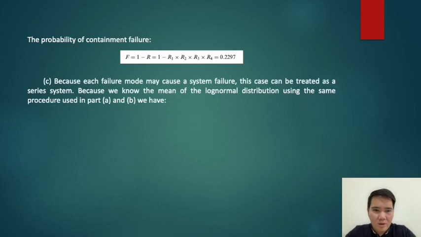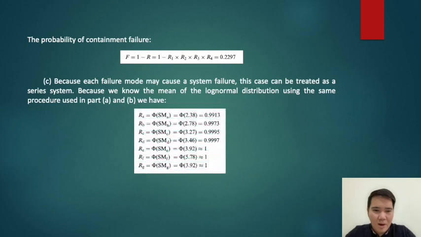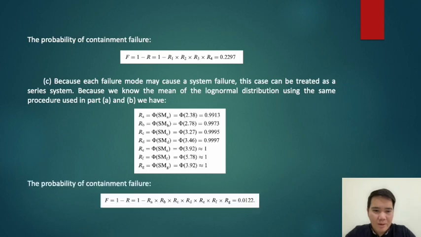C. Because each failure mode may cause a system failure, this case can be treated as a series system. Because we know the mean of the log normal distribution, using the same procedure used in parts A and B, we have these values. The probability of containment failure, F equal to 1 minus R, is 0.0122.